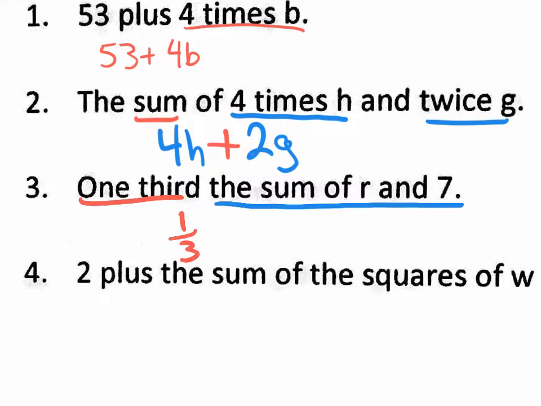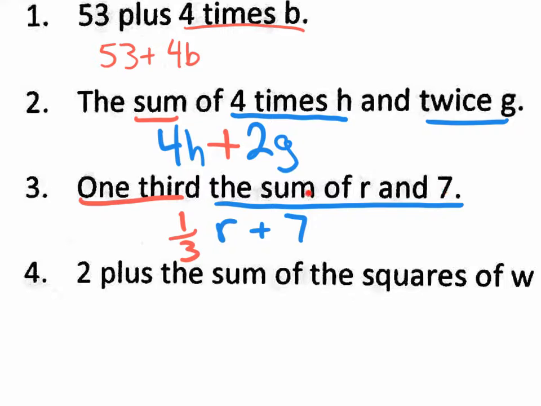So what do you guys think I should write? 1/3 times r plus 7. Okay, now if I wrote this, this is the number one mistake that students make. We need parentheses because what does this say right here? It says 1/3 times r and then you add 7 to it, right? But that's not what this says up here. It says 1/3 of what?